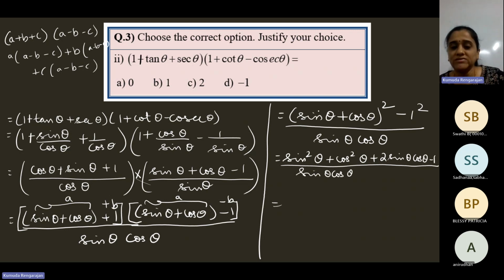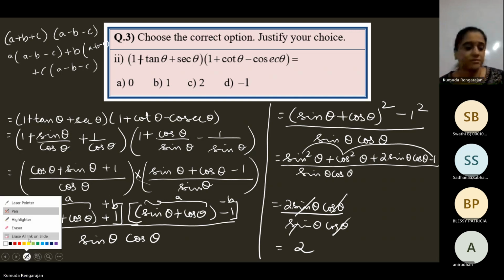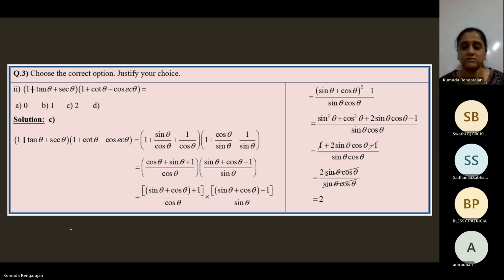Then in the numerator, sin square theta plus cos square theta, this one is 1, no? Sin square theta plus cos square theta is 1. And 1 and minus 1 will get cancelled. So you're left with 2 sin theta cos theta by sin theta cos theta. So it cancels and the integer value is 2. All right?